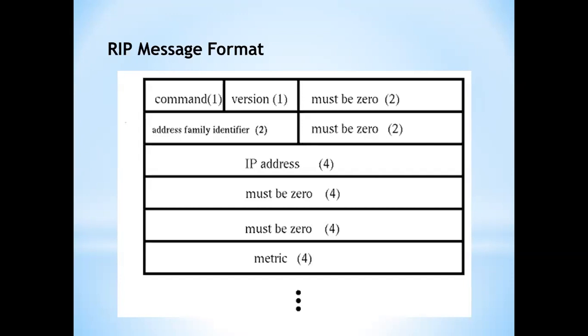So first is command, which indicates whether the type of packet is a request or a response. A request asks a router to send all or part of its routing table, and the response can be an unsolicited regular routing update or a reply to the request. A response contains routing table entries, and multiple RIP packets are used to convey the information from large routing tables.